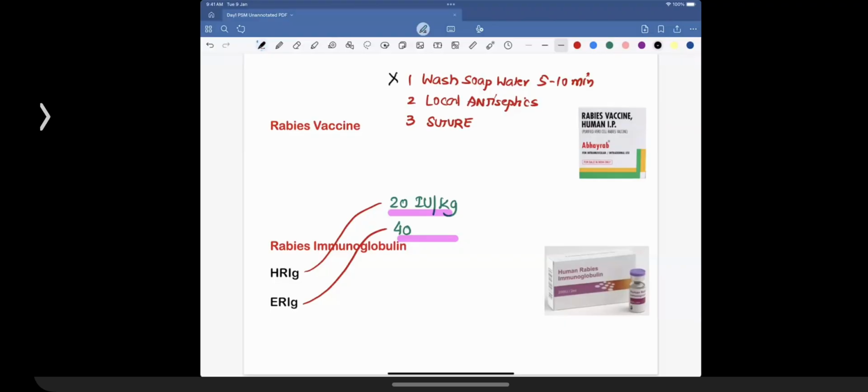All three statements, can I say are wrong? No. Which statement is correct? Only statement number 2. Suturing is not done, and washing with soap and water is minimum 15 to 20 minutes according to the Indian program. Right? Then it will become correct.